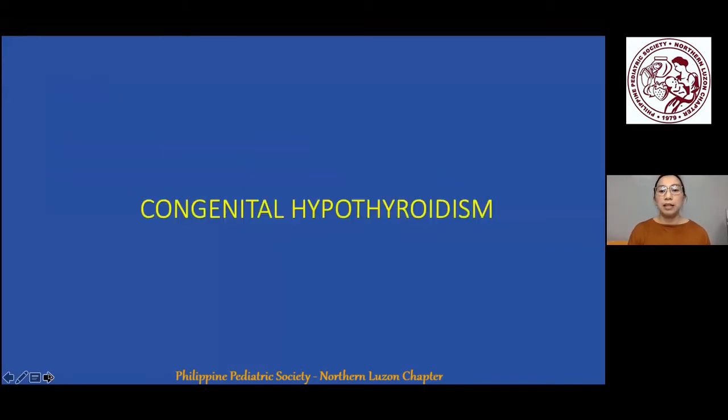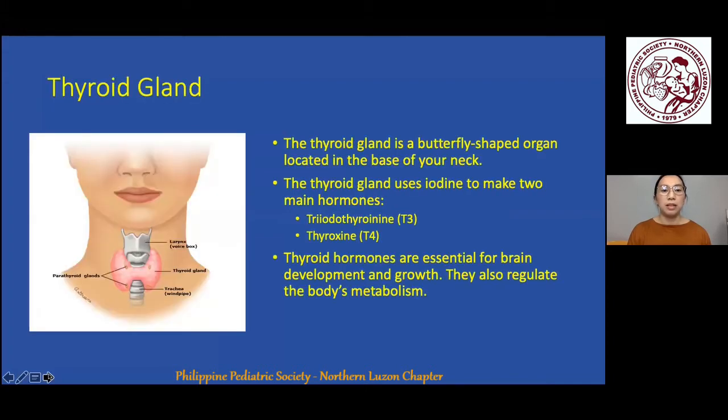For congenital hypothyroidism, what is the thyroid gland? The thyroid gland is a butterfly-shaped organ located in the base of your neck. The thyroid gland uses iodine to make two main hormones, your triiodothyronine or your T3 and your thyroxine or your T4. Thyroid hormones are essential for brain development and growth. They also regulate the body's metabolism.